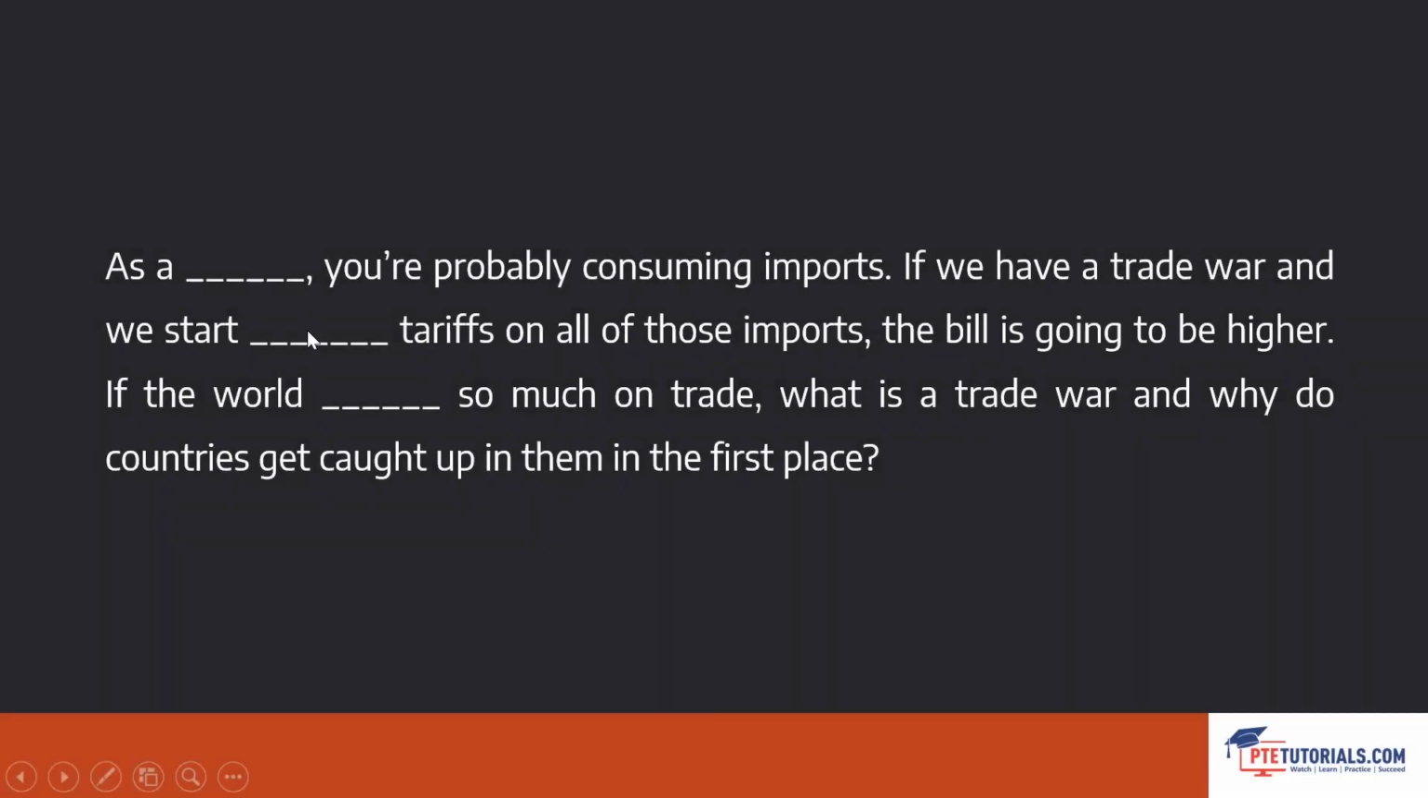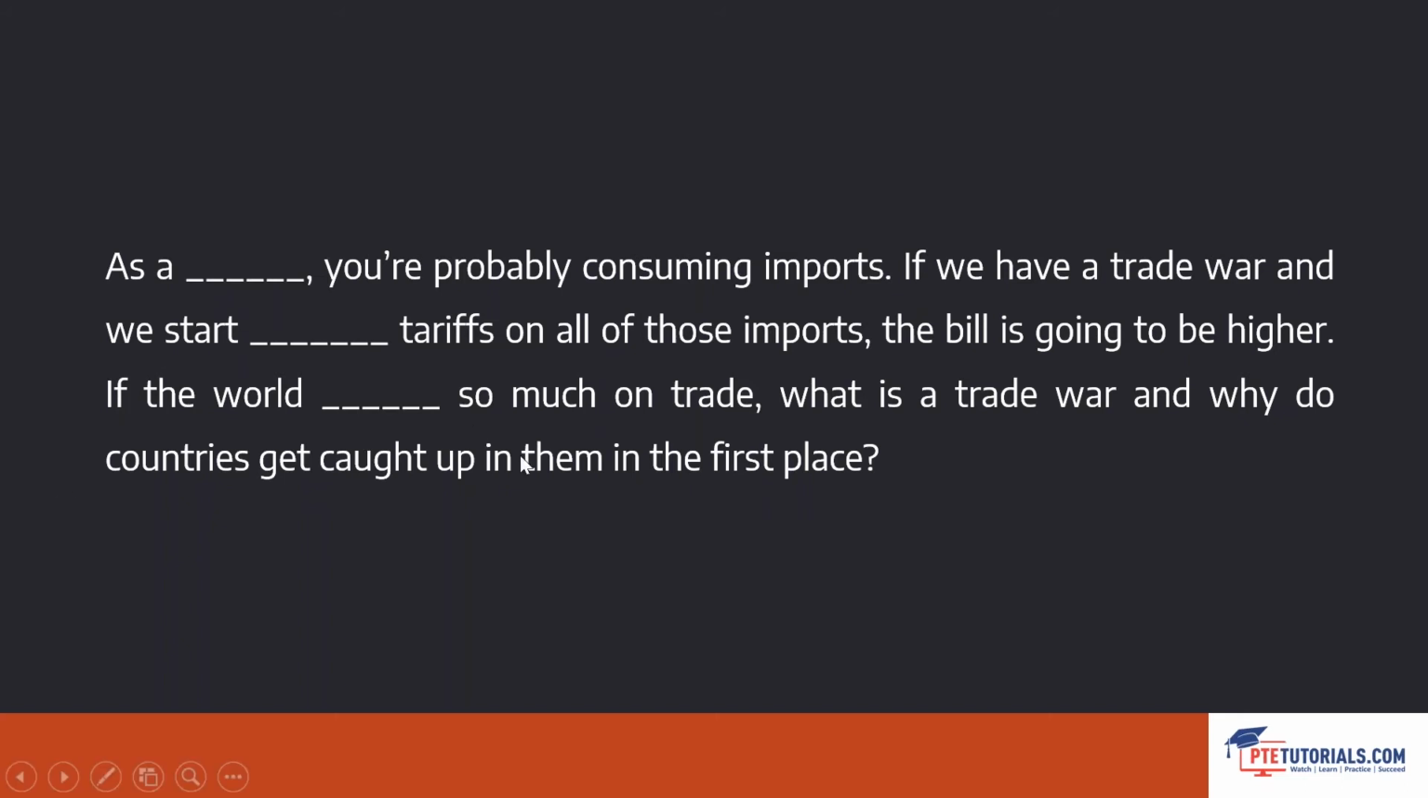As a consumer, you're probably consuming imports. If we have a trade war and we start slapping tariffs on all of those imports, the bill is going to be higher. If the world relies so much on trade, what is a trade war and why do countries get caught up in them in the first place?